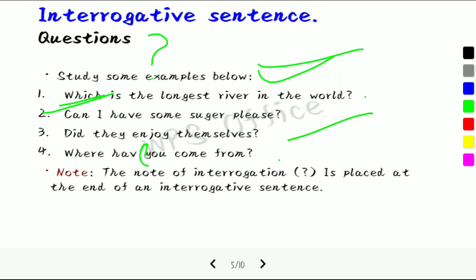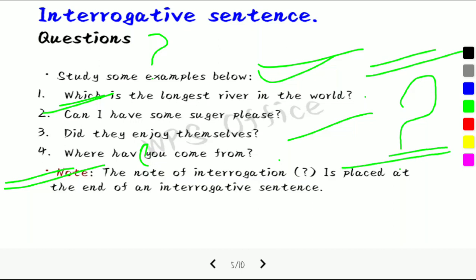That means the interrogative sentences are those sentences which ask us questions. And we should always note that the note of interrogation, which means this mark, is placed at the end of the interrogative sentences. Whenever we ask a question, there must be a note of interrogation at the end of the sentence.